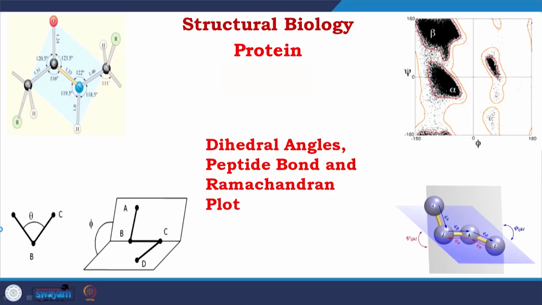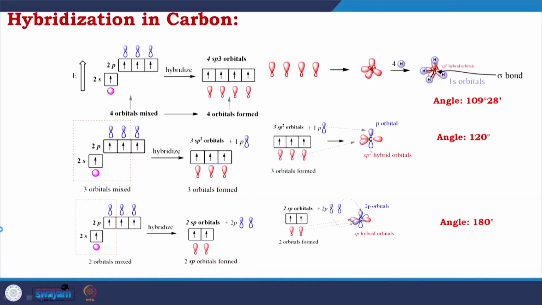Again, welcome to the course of structural biology. We are continuing with the module of protein. Today in this class we will talk more about dihedral angle, peptide bonds. We have already discussed about peptide bond. We will go into the detail and we will learn Ramachandran plot, which has a very critical role in determining protein structure.